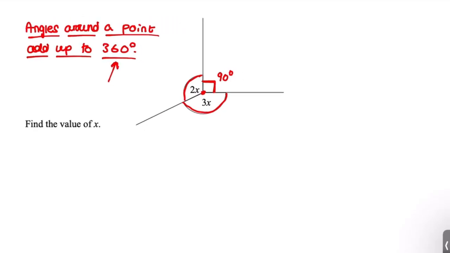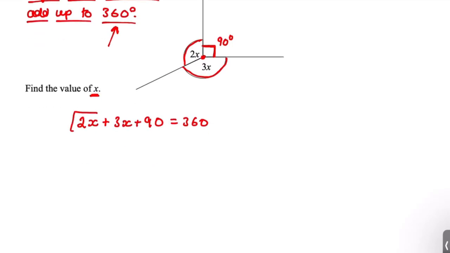So if we work that out, that means 2x add 3x add 90 must total an answer of 360 degrees. That must be the final answer for this question. We need to work out the value of x. So to work out the value of x, we need x to be on just one side and all the numbers to move on to the other side. So if we simplify this first, we've got 2x and then add 3x, which is just going to get you 5x. So 5x add 90 is going to get you 360.